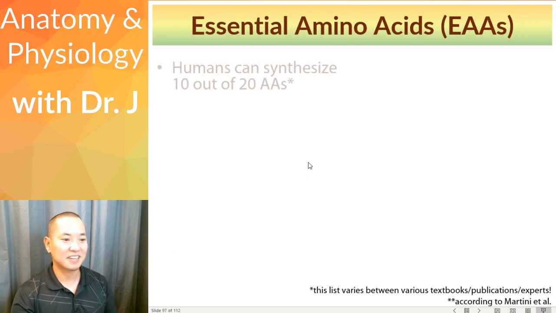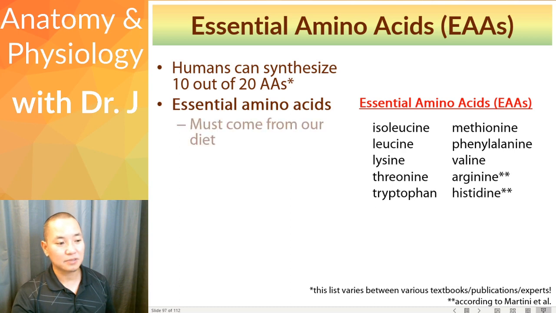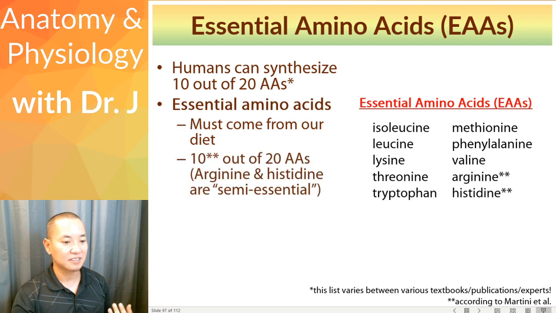Now, essential amino acids, so again, this is the little disclaimer. This is according to your book. Essential amino acids are the ones we cannot produce. So where do we get them from? We have to eat them. These are the ones that must come from our diet because we can't synthesize them. We can't pull them out from our citric acid cycle.